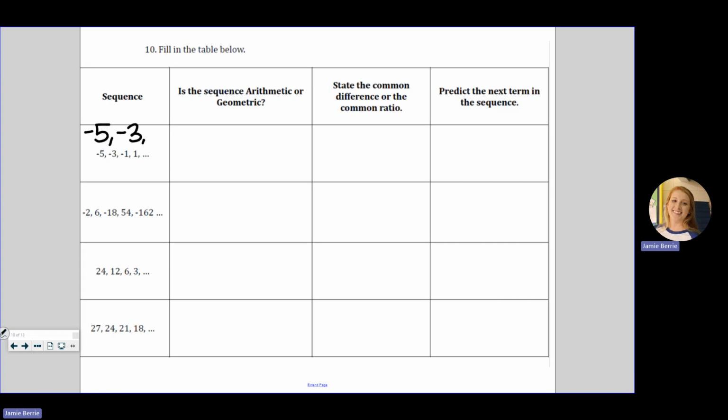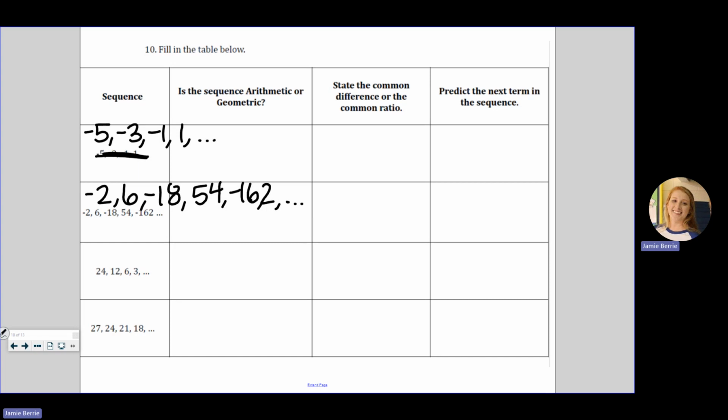-5, -3, -1, 1, ... Then we have -2, 6, -18, 54, -162, ... Right, so that's the first 2. We'll just do the first 2, and I think we should get one of each.